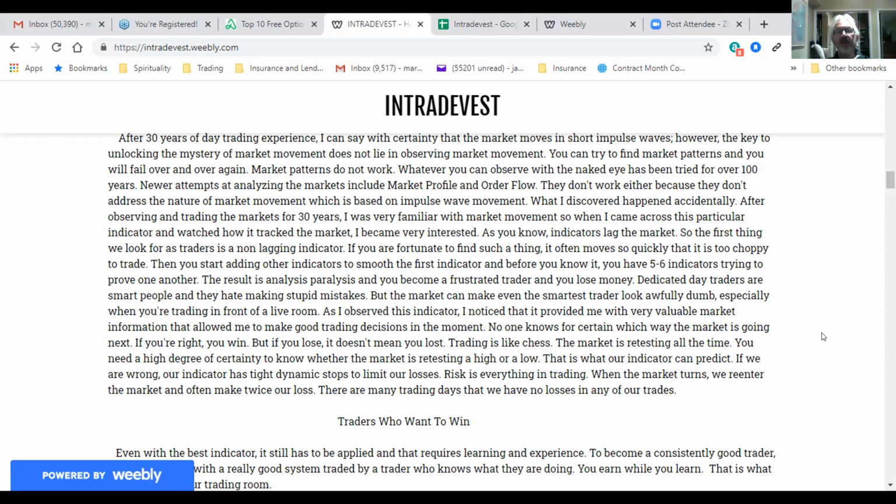Our indicator doesn't keep learning and learning, because it tracks the market. It knows what it's doing. We don't need artificial intelligence. We don't need a market profile, because market profiles are changing.